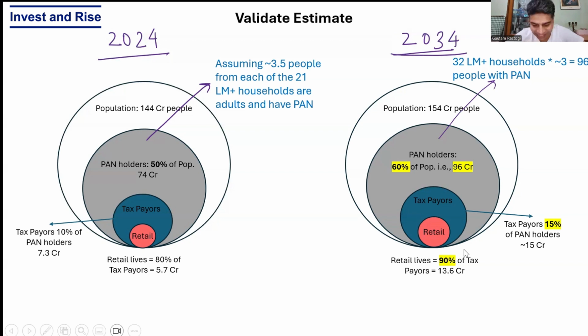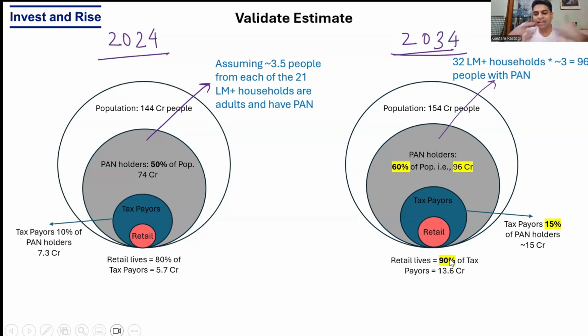Again, I am not saying that these 90% of the taxpayers will have a retail policy. I'm just merely comparing the two numbers. What is the ratio between people with retail insurance and taxpayers? The ratio was 80%, and now that ratio changes to 90%. And this 90% again doesn't look ridiculous.